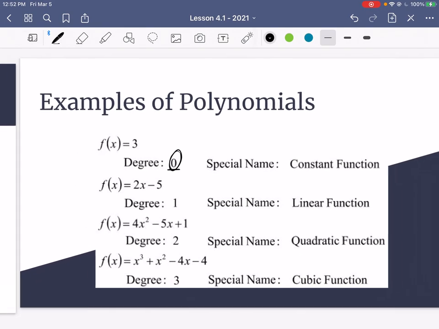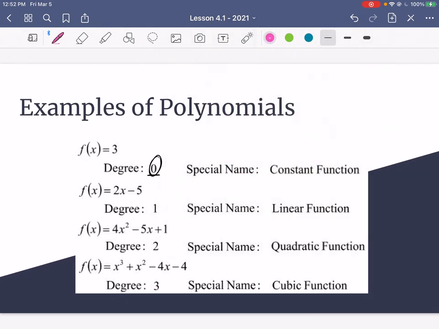And we have a special name for this. This is called a constant function. This is the same thing as y equals 3. Okay, f of x and y, those are interchangeable, which is just a horizontal line like that. So 0 degree, that's always going to be a constant function. Okay, a horizontal line there. So then look at the next one.